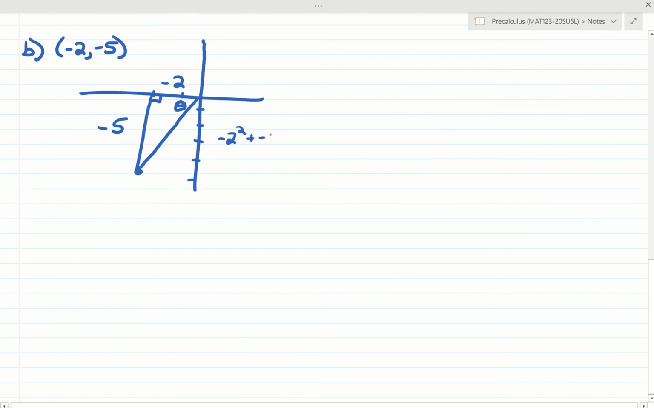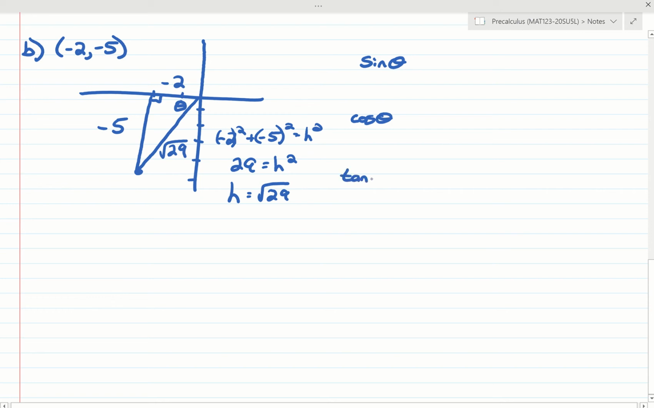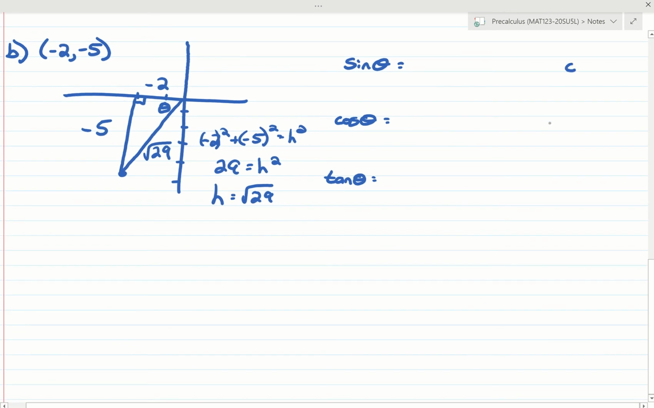-2 squared plus -5 squared is our hypotenuse squared. 4 plus 25 is 29. And you don't want to use decimals, so our hypotenuse is just going to be the square root of 29. And remember, our hypotenuse is always positive. So let's figure out our sine, cosine, and tangent. And then we'll figure out C, S, C.